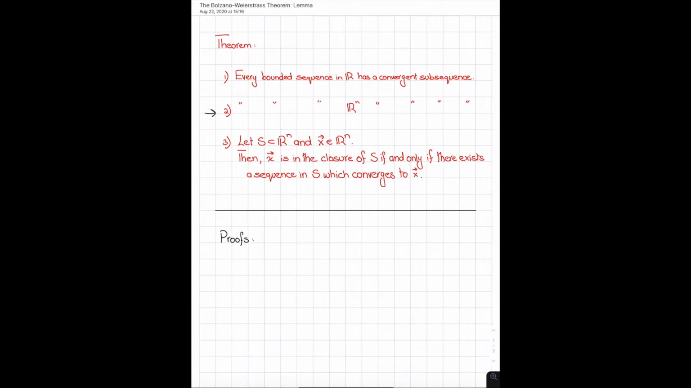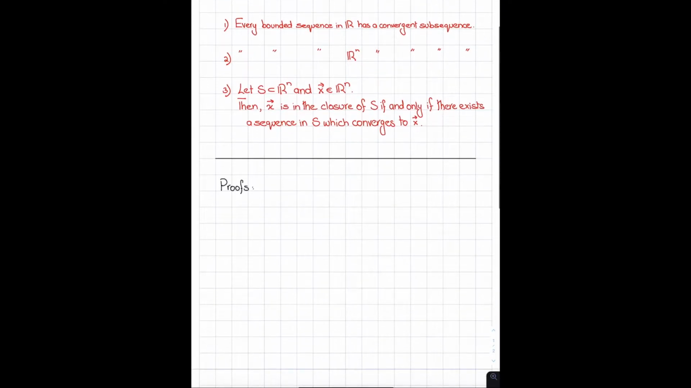Okay, so let's begin. I'm going to start with the first theorem, and then the next video I'm going to finally write out the proof of the Bolzano-Weierstrass theorem. So let's begin with the proof of the first theorem. It says that every bounded sequence in R has a convergent subsequence.